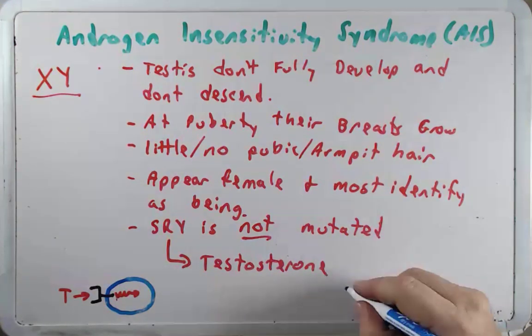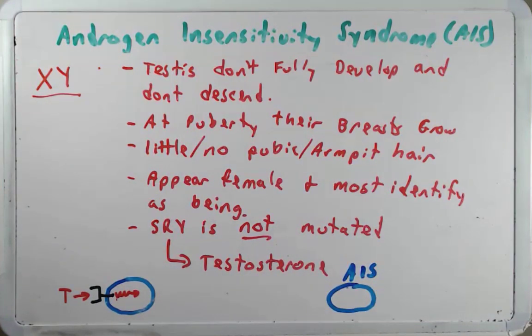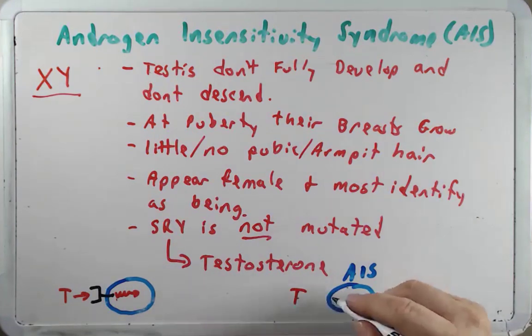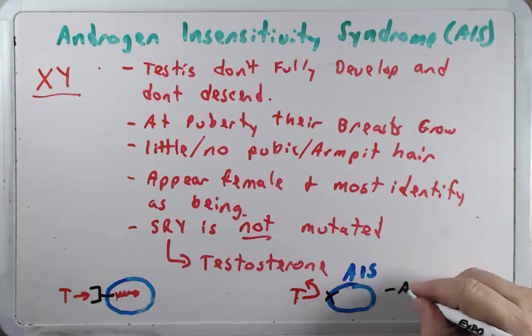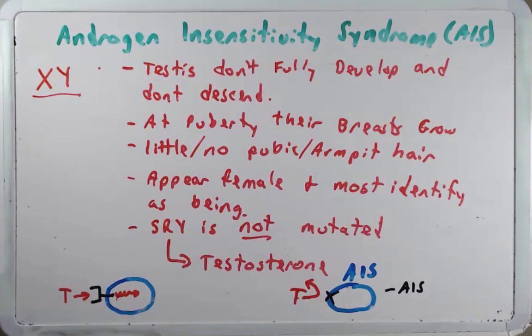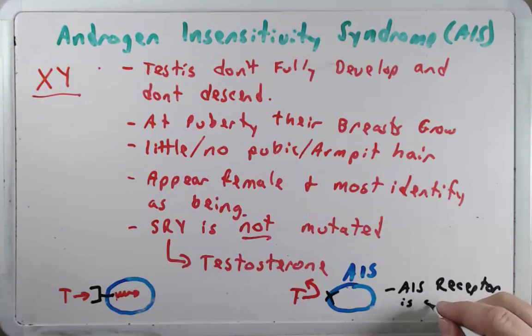Individuals with AIS, however, so let's draw this here, put AIS in front of it, on top of it. Again, they make lots of testosterone. However, there's no receptor. If there's no receptor to bind to activate male sex development, the testosterone is unable to bind and activate. So lots of testosterone, but nothing to do with it. Turns out that this gene is on the X chromosome. So the AIS gene that makes this receptor, so I'm going to write AIS receptor that binds testosterone, is on the X chromosome.